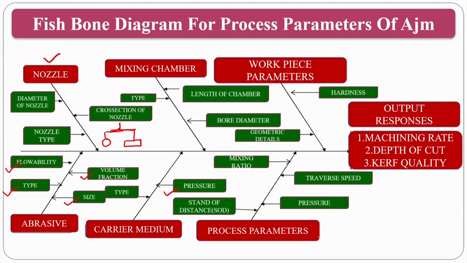So, the process parameters such as mixing ratio, how much abrasive particles to the carrier medium that you are going to mix, the standoff distance, how far your nozzle is from the workpiece surface, the traverse speed, and the pressure. These are the input conditions which determine the output responses, such as machining rate, how fast you can do the machining, depth of cut, and kerf quality, that means whether you have achieved a good quality or a bad quality, which is a qualitative one.